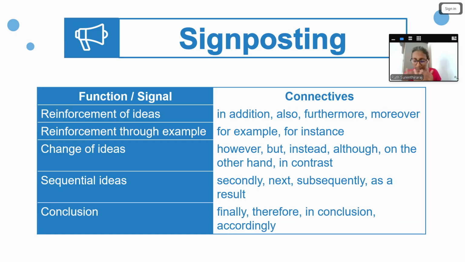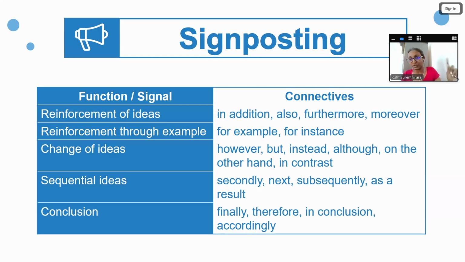So signposting devices are just helping us to show when we shift paragraphs, or even within a paragraph when we're shifting directions in the text, right? I'm going from an example to a conclusion. To show that shift in direction, that is when we use signposting devices.